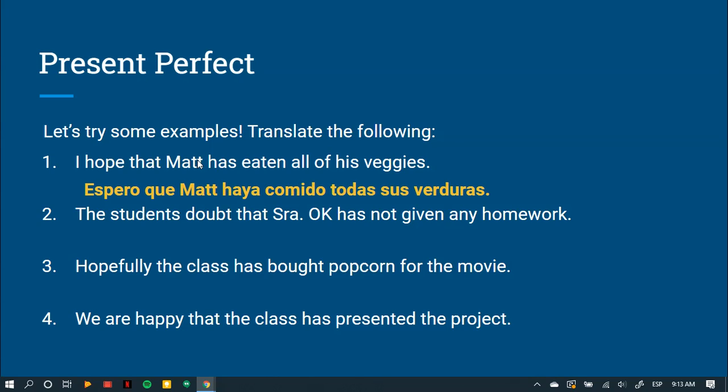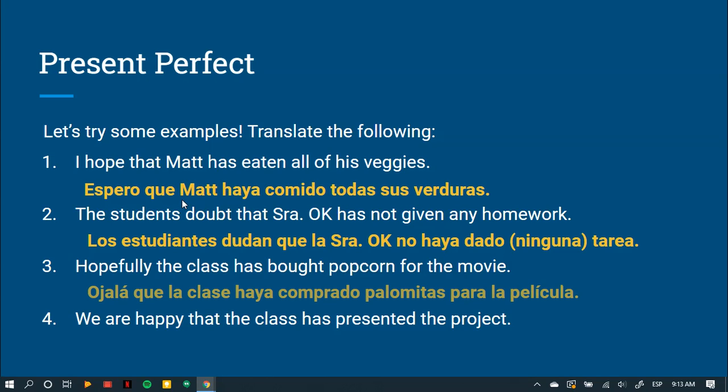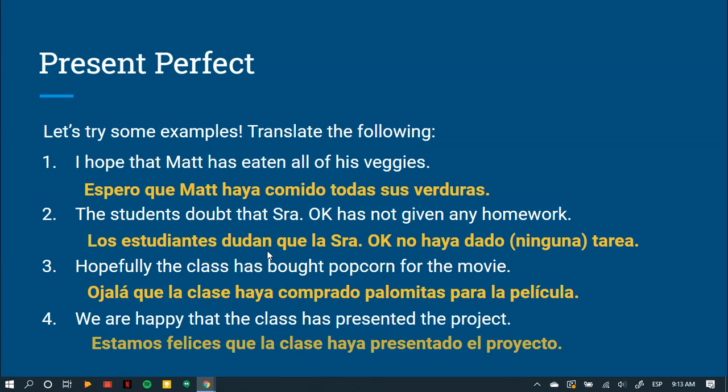The students doubt that Señora OK has not given any homework. La respuesta. Los estudiantes dudan que la señora OK no haya dado tarea. Hopefully the class has bought popcorn for the movie. Respuesta. Ojalá que la clase haya comprado palomitas para la película. We are happy that the class has presented the project. Estamos felices que la clase haya presentado el proyecto.